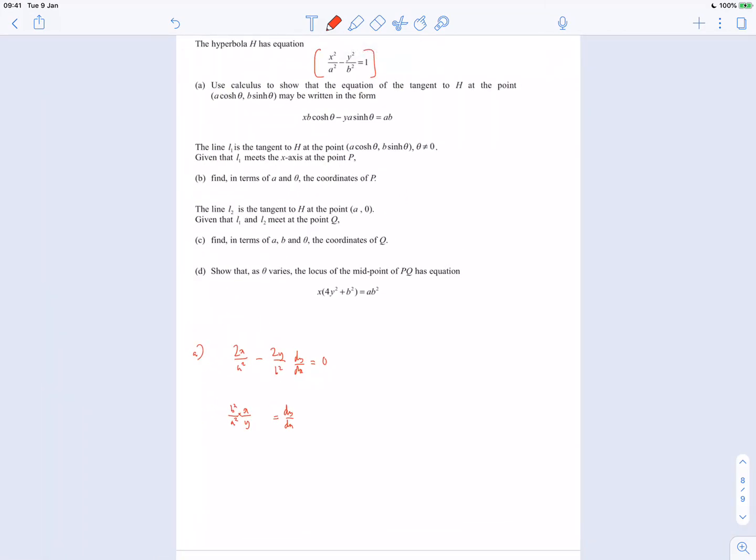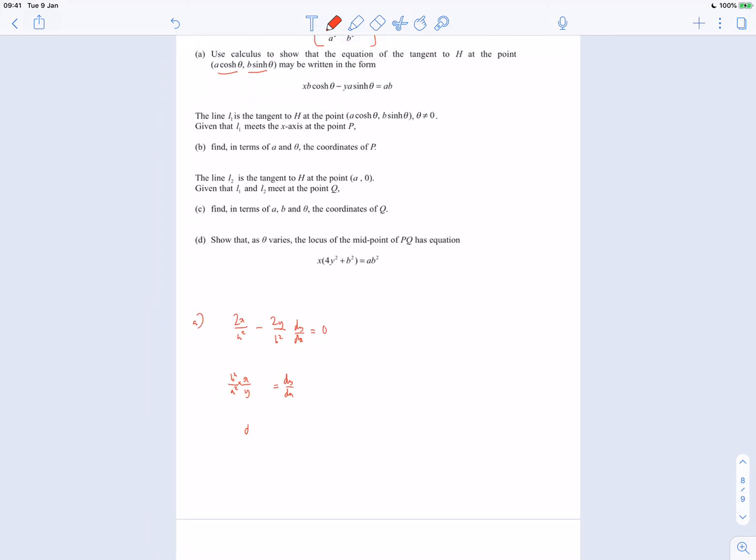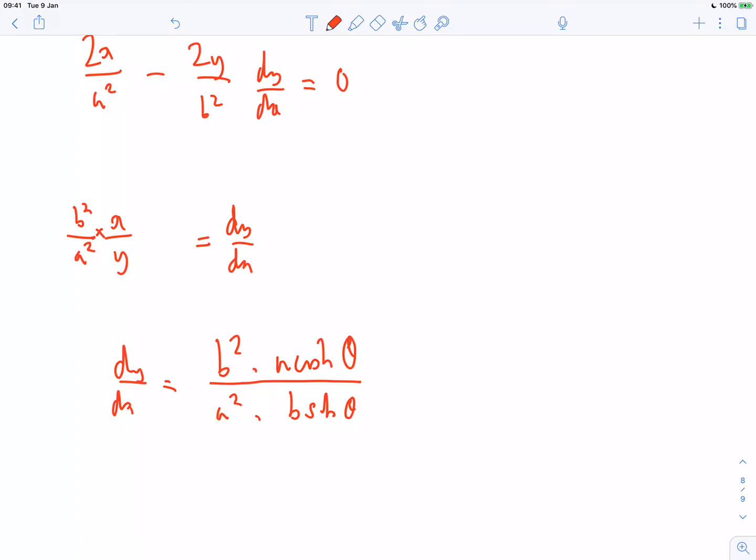Now we're told that x equals a cos theta and y equals b sine theta. So the gradient at a general point is actually going to be b squared times x, which is a cos of theta, all over a squared times y, which is b sine of theta. So what's going to happen is that a is going to cancel with one of these a's, that b is going to cancel with one of these b's. So the gradient in general is b cos of theta over a sine of theta.